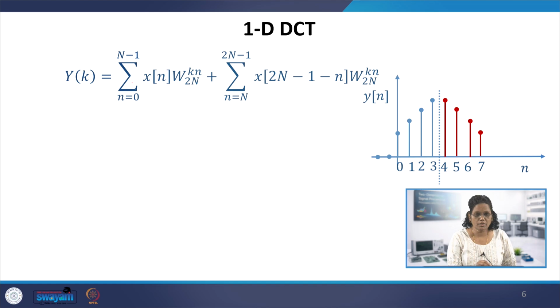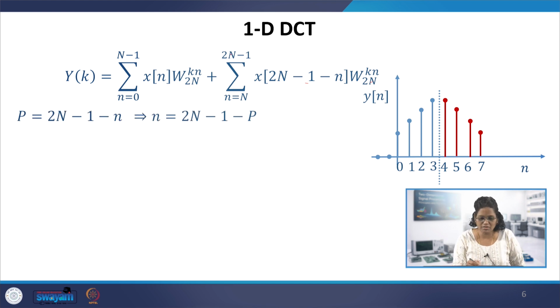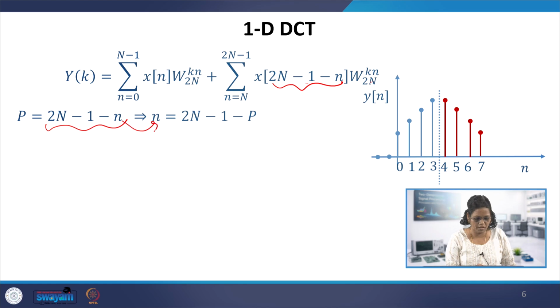So n is varying from 0 to N minus 1, x[n] W_2N^kn. This first portion is just like the N-point DFT. The other one is n from N to 2N minus 1, these samples, the red ones, x[2N minus 1 minus n] W_2N^kn. Now, how can we simplify this further to get the expression of Y[k]? If we consider this index as p, then n is going to be 2N minus 1 minus p.